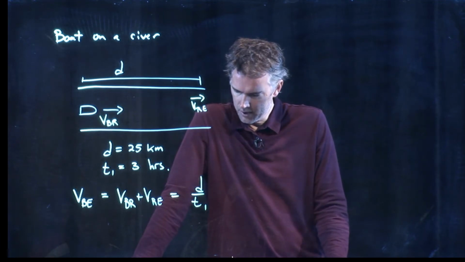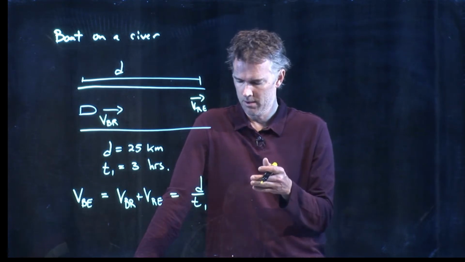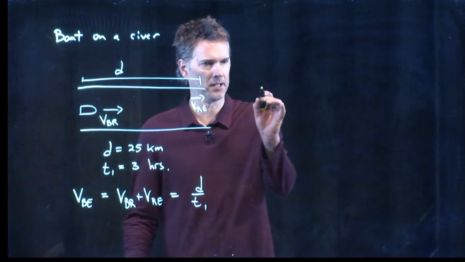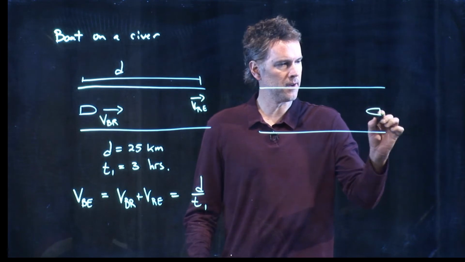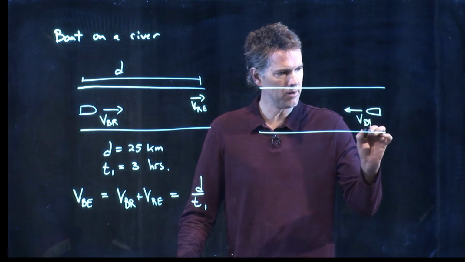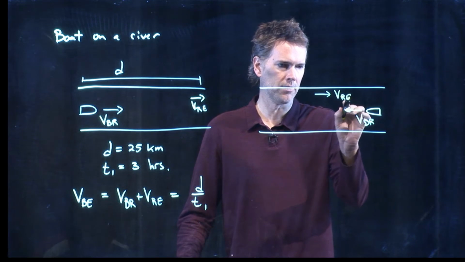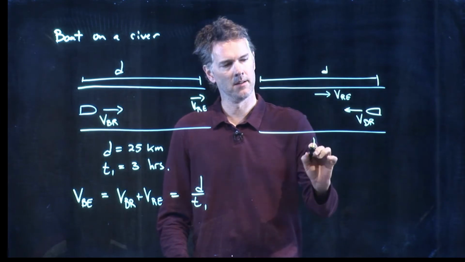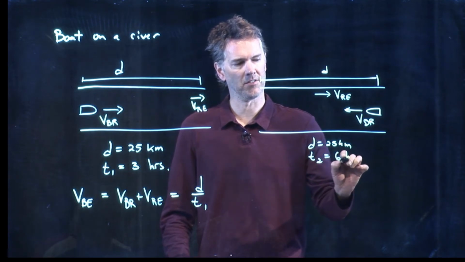Now, what about the second part? It says it's going to travel the same speed back up the river relative to the river, but it's going to take 6 hours to go back up. All right, so let's draw the second case. In the second case, the boat is going to turn around. It's going to go up the river. It is still traveling at V of the boat relative to the river. The river is, of course, going to the right still. And it's going to cover the same distance d, but now it's going to take twice as long, 6 hours.